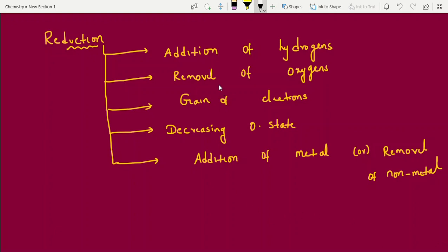Can you tell what reduction is, students? See, addition of oxygen means oxidation. Next, here I have written addition of hydrogen. Addition of hydrogen is nothing but reduction. Removal of oxygen is also reduction. Gain of electrons: they lost, here they gain. Next, decreasing oxidation state. Addition of metal. There it was non-metal, here metal. Clear, students? All these points are examples under reduction reactions.